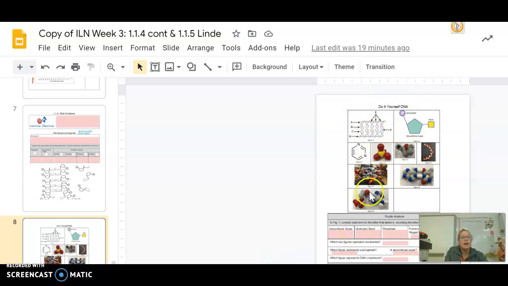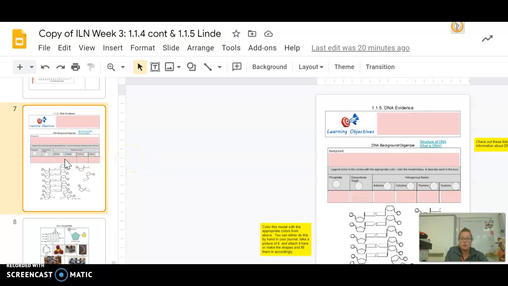What it says is this is the do-it-yourself DNA, and this is the page that I want to make sure you get completed, or at least use the models to try to build this DNA so that it will make sense. Just like some of the other pages, I also gave you some links to look at to help you if you're thinking, oh my goodness, I still don't remember this. If you go to page 7, you'll see there's a couple links there. So please take a look and access that information.